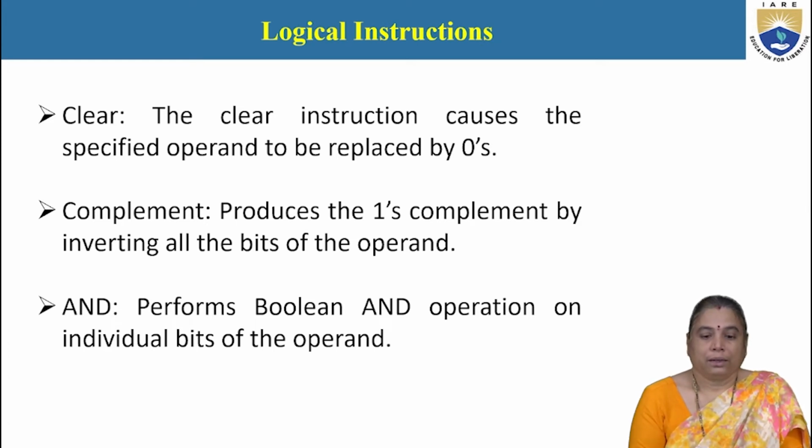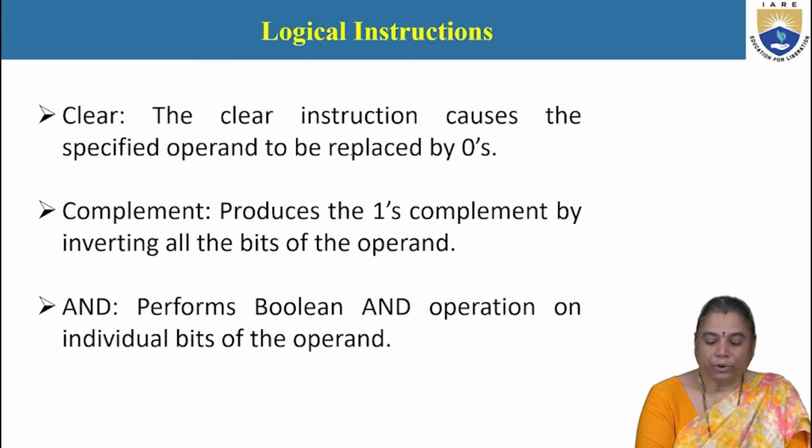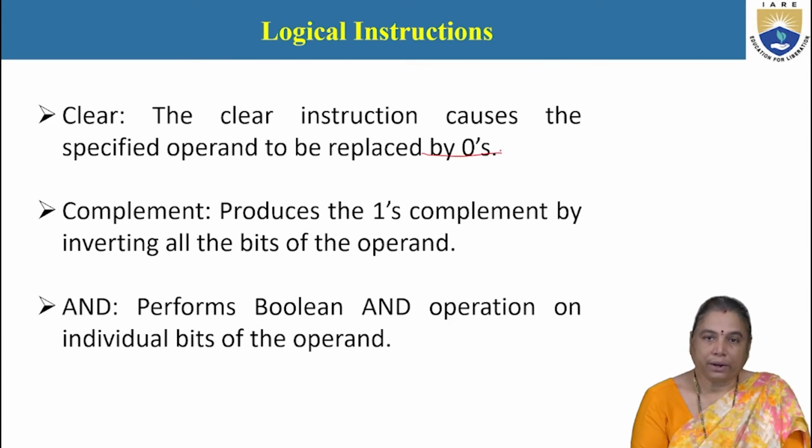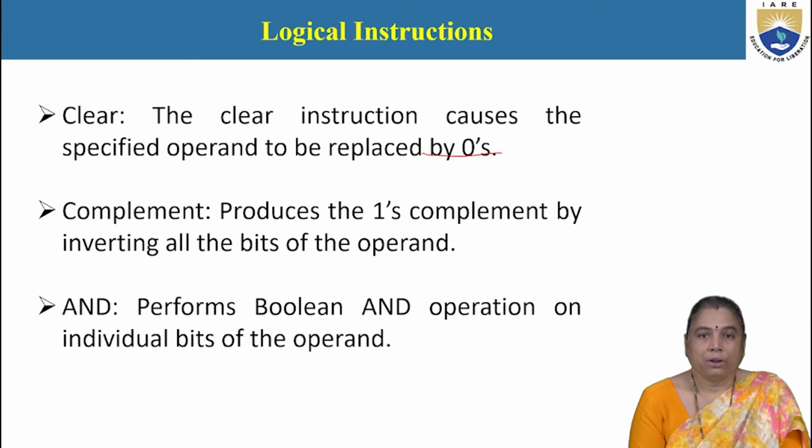The clear logical instruction is used to store a 0 in the specified register. The complement instruction is used to produce the ones complement of the value stored in the register. So here the ones complement can be obtained by interchanging 0 as 1 and 1 as 0.